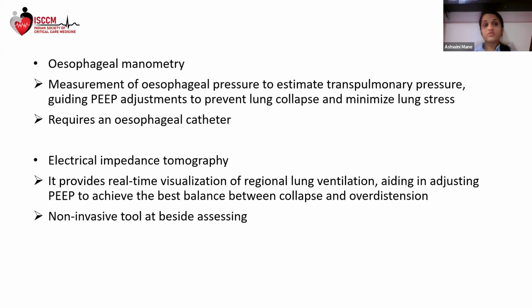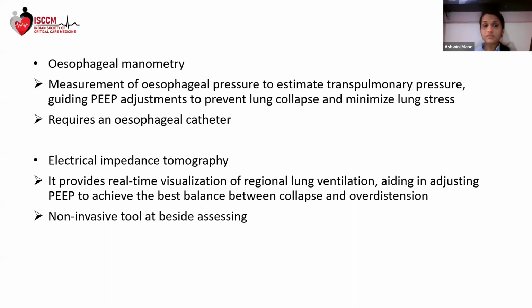Now the next method is by using the esophageal manometer. For calculating PEEP by this method, we require the esophageal catheter, which we place in the lower third of the esophagus. Now, what is the concept behind it? The pressure in the lower third of the esophagus is a direct reflection of the pleural pressure. So we can estimate the transpulmonary pressure, and if we adjust our PEEP according to the transpulmonary pressure, then we can prevent lung collapse, we can increase the recruitability, and also we can minimize the lung stress.